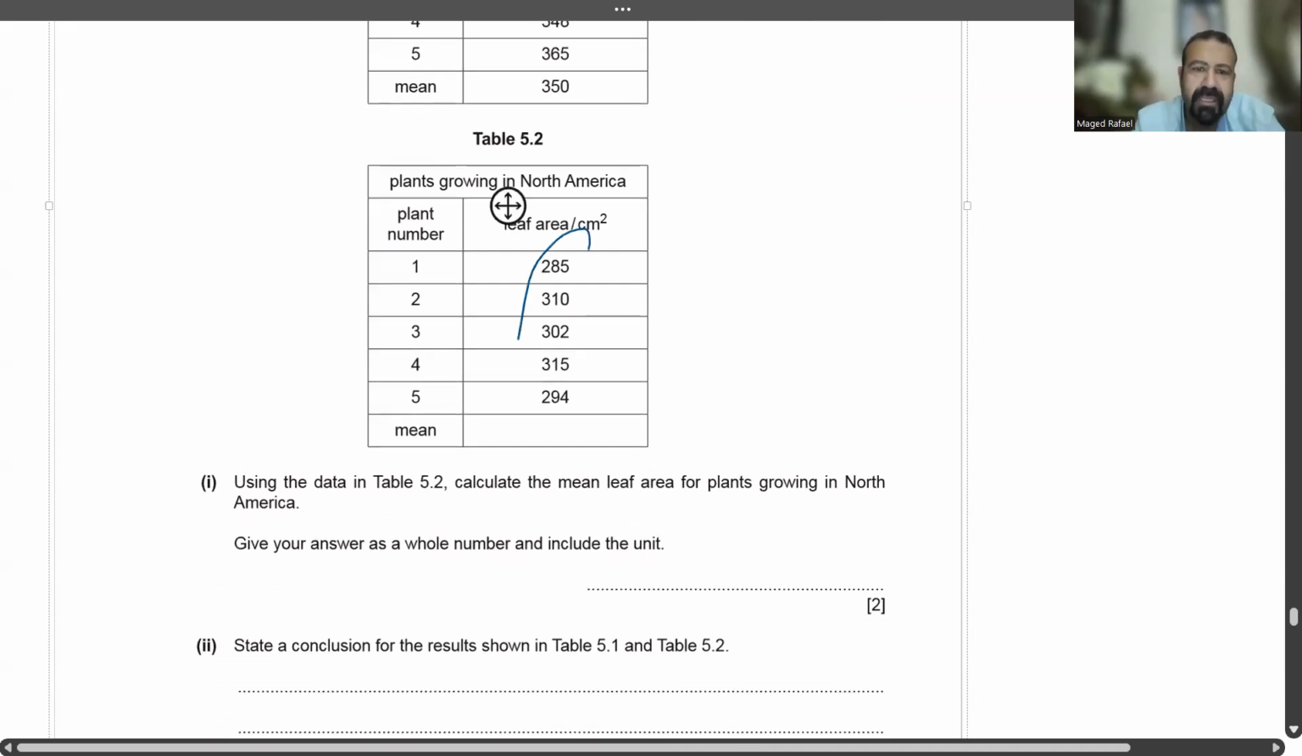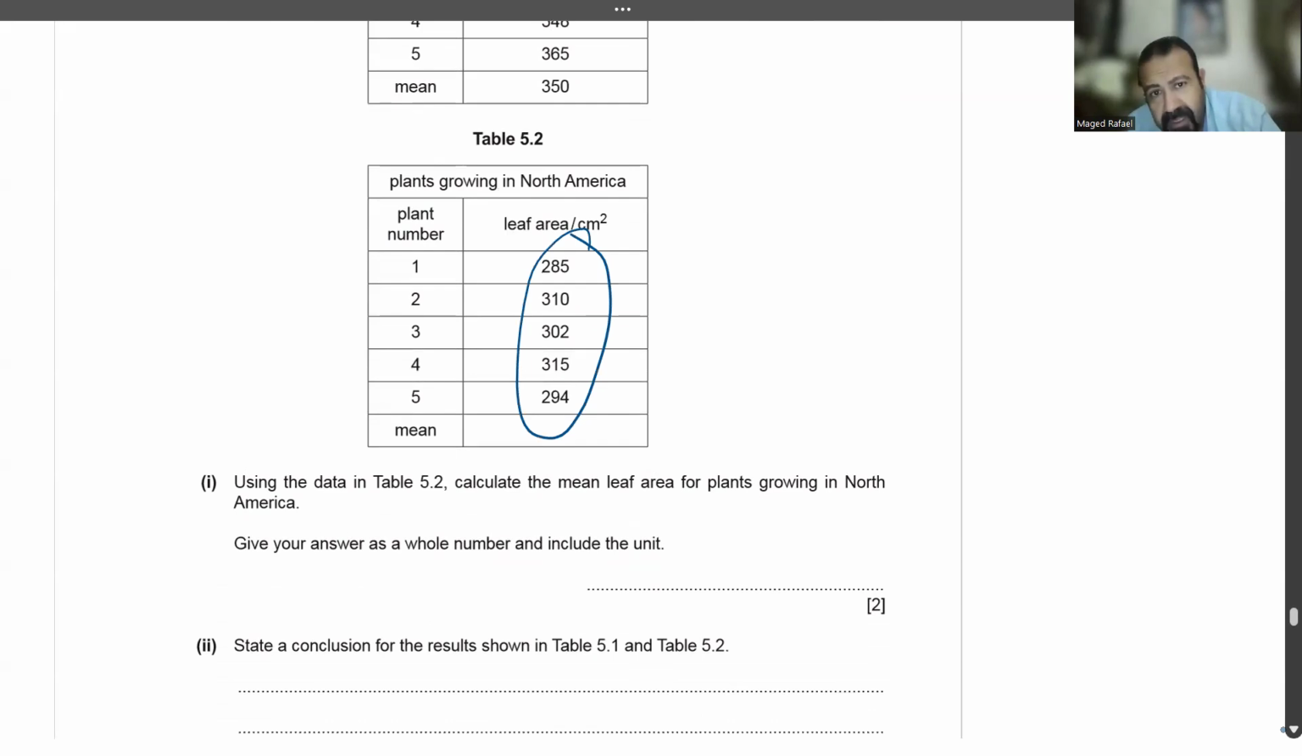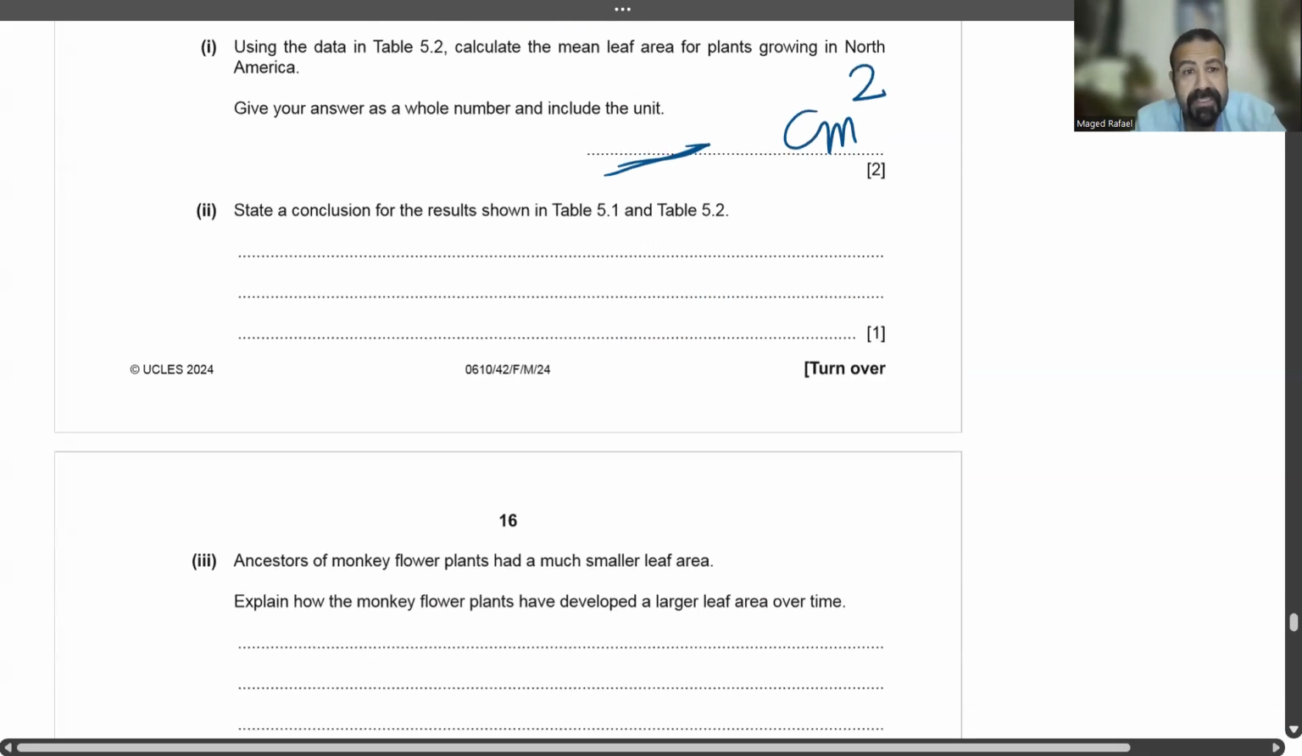How could we calculate the mean, guys? Add and divide by 5. Add all together and divide by 5, we can get the mean. And please write the unit which is centimeter cube. 1 mark will be awarded for the value and 1 mark will be awarded for the unit.